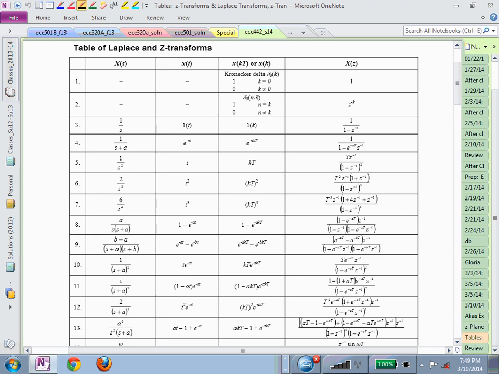Your question? I almost forgot the question. But you don't have to explicitly inverse Laplace transform. You don't have to get this second column, then sample that to get the third column, and then get your Z transform. You can skip those 2 steps now with this table. Yes?